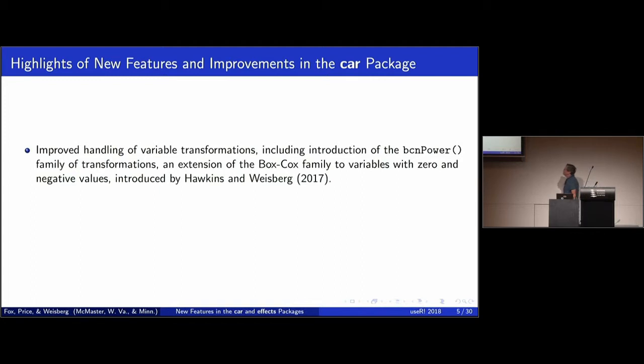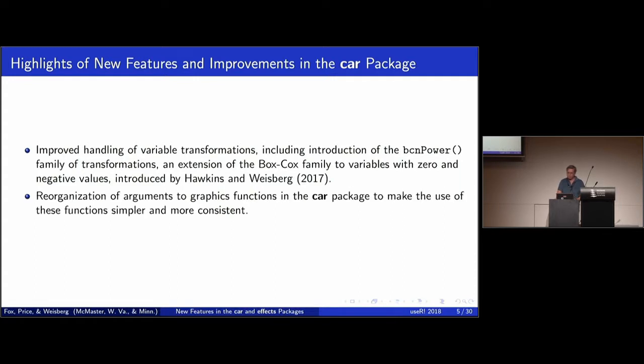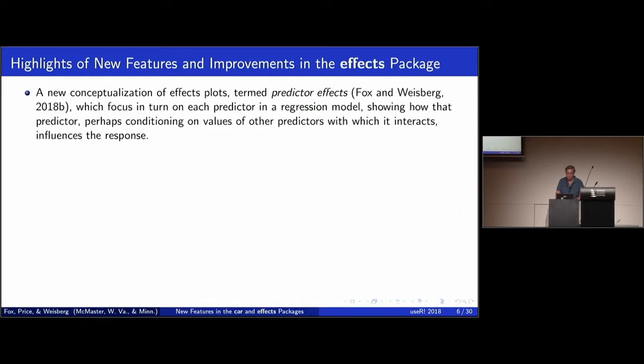And this includes a new family of transformations related to the Box-Cox family, but that allow 0 and negative values in variables to be transformed. We've also tried to regularize and improve the arguments to the graphics functions in the car package, which we felt were somewhat confusing and non-standard in the previous iteration of the package.